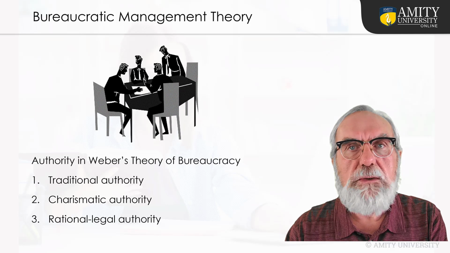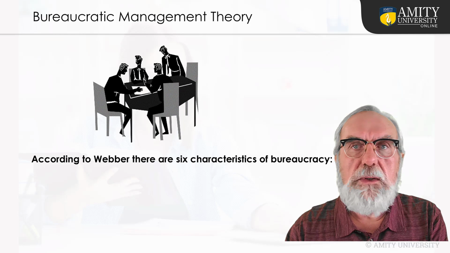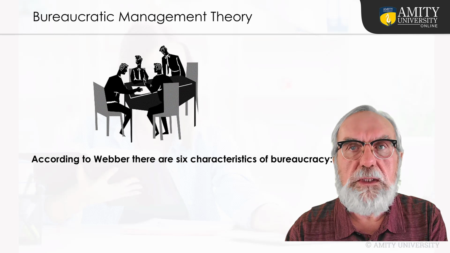Under traditional authority, leaders are not chosen for their competence. Whereas charismatic authority is too emotional and irrational, Weber wanted each hierarchy to have what he called legal rational authority. According to Weber, there were 6 characteristics of a bureaucracy.